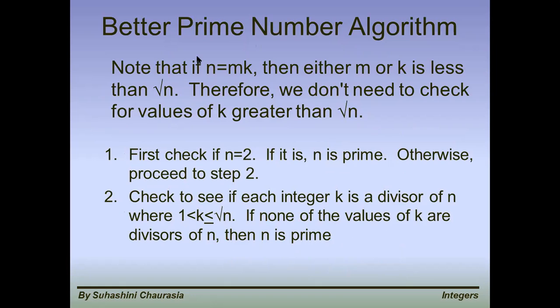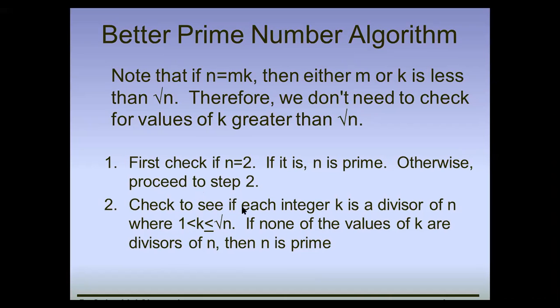Okay, now the next algorithm, the best prime algorithm. Note that if n equals m times k, then either m or k is less than root of n. Therefore we do not need to check for values of k greater than root n. So first of all, if n is equal to 2, then n is prime, otherwise proceed to step 2. This is the same step. The second step is to check to see if each integer k is a divisor of n, where 1 is less than k is less than or equal to root of n.